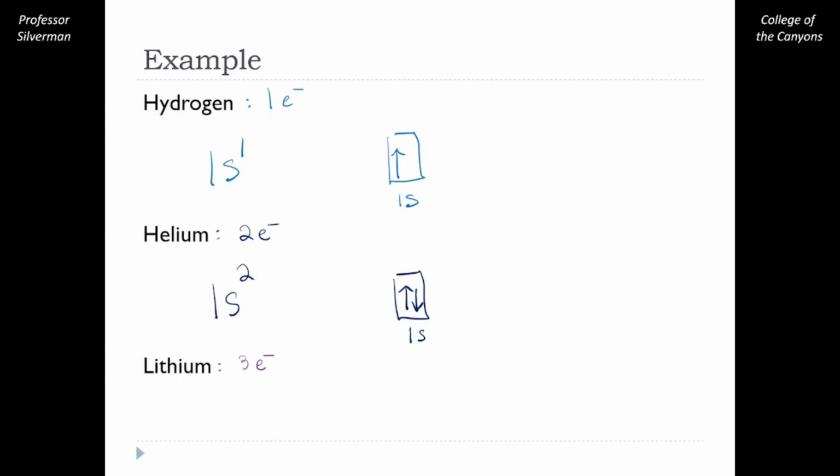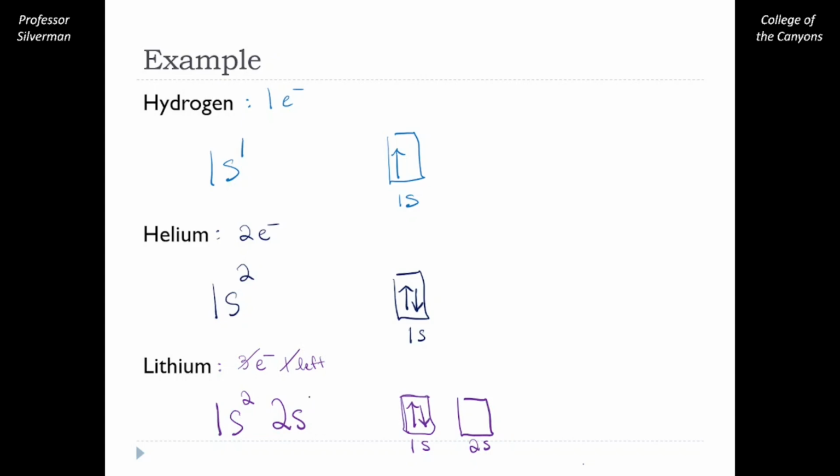Once we get up to lithium, now we have 3 electrons. We can start by, again, doing that 1s orbital. Unfortunately, only 2 electrons can fit into that 1s orbital. We need to keep going until we've used up all of our electrons. And so we still have 1 left. We need to move up to the 2nd floor of our apartment building and go into the 2s orbital.